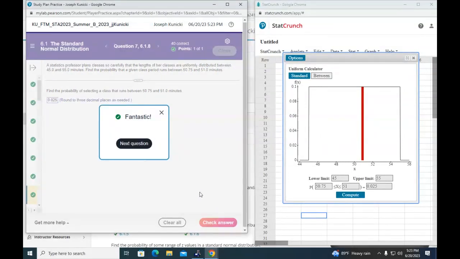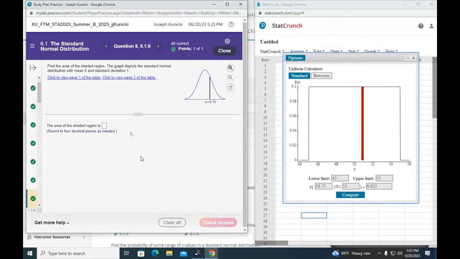See, it shows you the area between those two numbers. That's the area. So once again, we're equivocating area with probabilities. And now we get to the normal. Here's your normal curve, the icon.